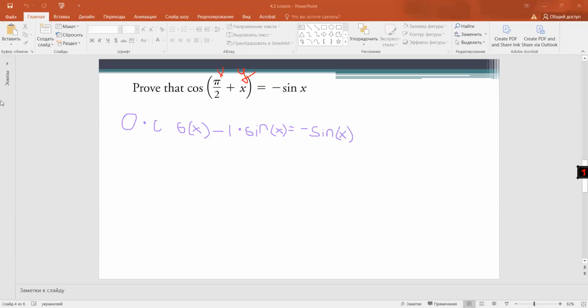So Safa, can you continue solving? Yes, you write the addition identity for cosine of a sum of angles. You missed something here?